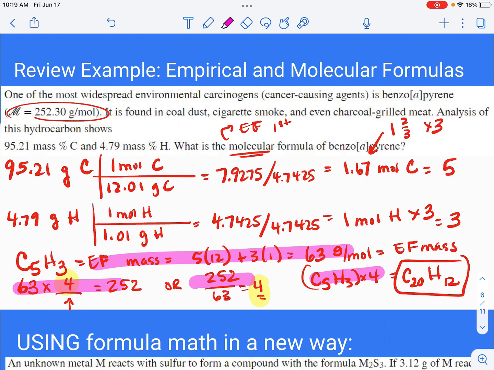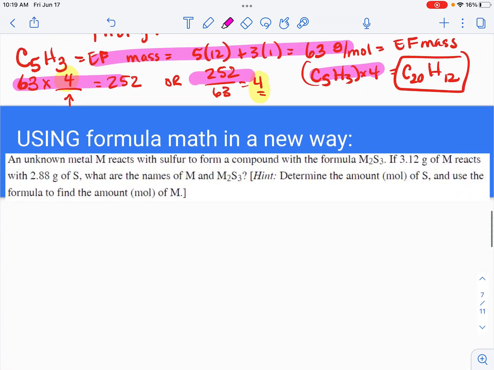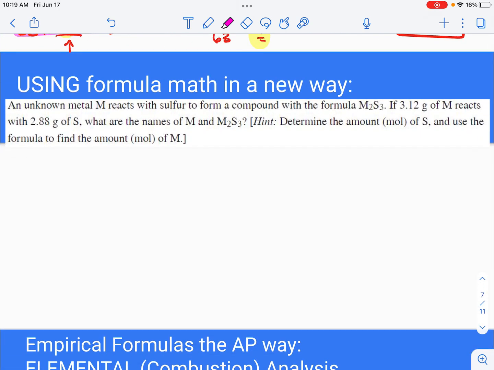Okay, so that should be review for you. Now I want to use the formula math in a new way. What I want to do is show you how we can use the relationship of subscripts in a compound to figure out the mass of one element in a compound, etc. And we're going to do this in a way that's asking you for something you've probably not been asked to solve for before.